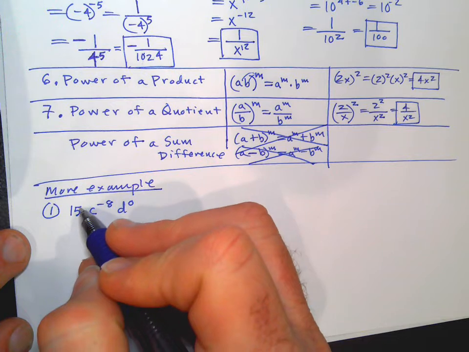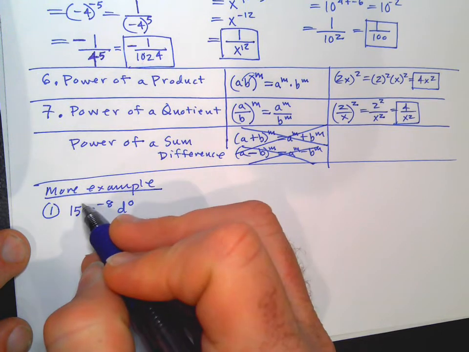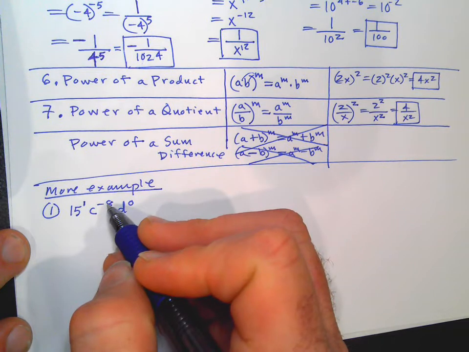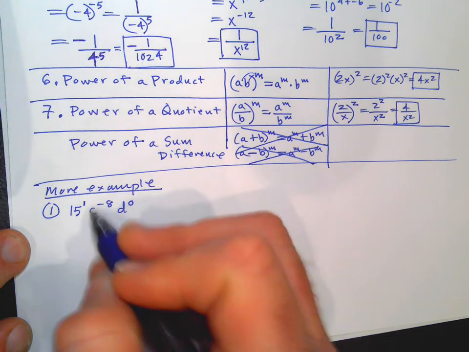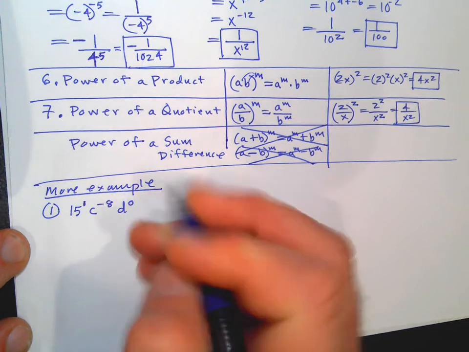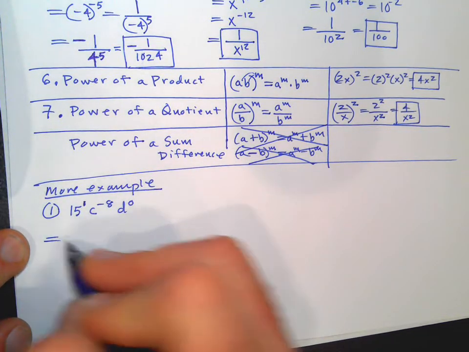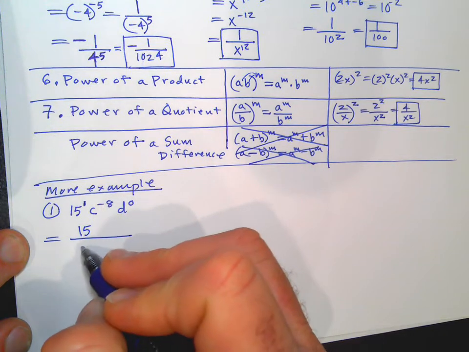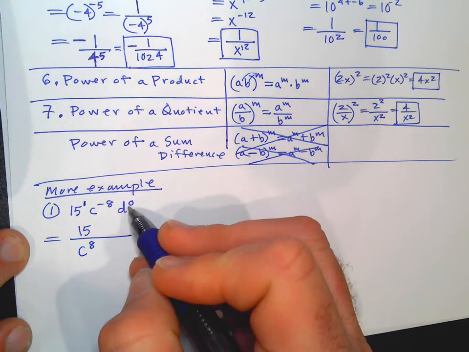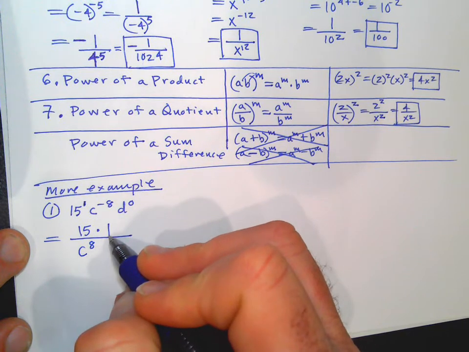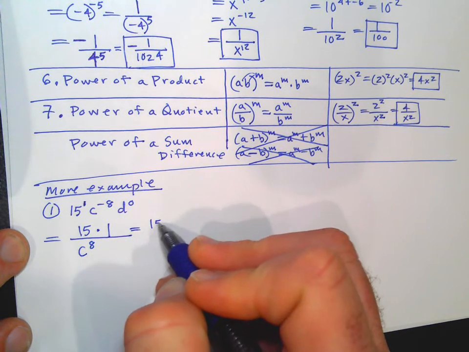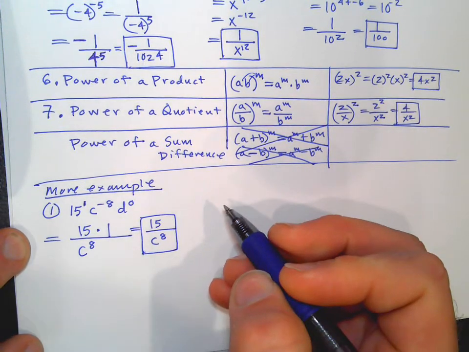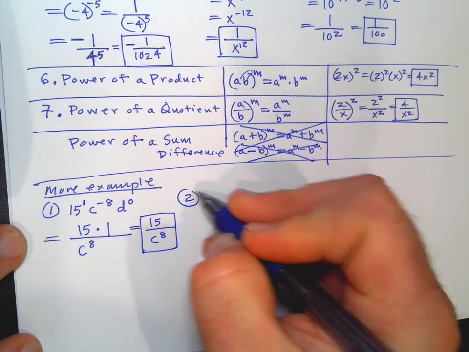Now, this 15, some people think, oh, it has a -8. Nope. If there were parentheses, then it would also get the exponent. But exponents are only applied to what they're right next to. So this is a power of 1, and that's going to stay on top. The c to the negative 8, we're going to move to the bottom to make it positive. D to the 0 is 1. So our final answer is going to be 15 over c to the 8th. That's the best answer.